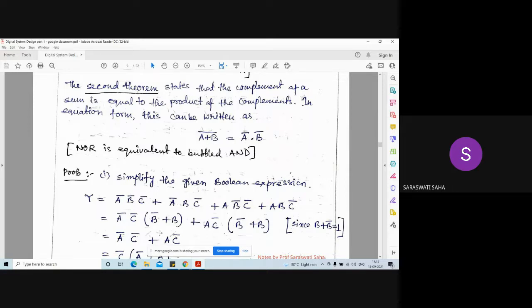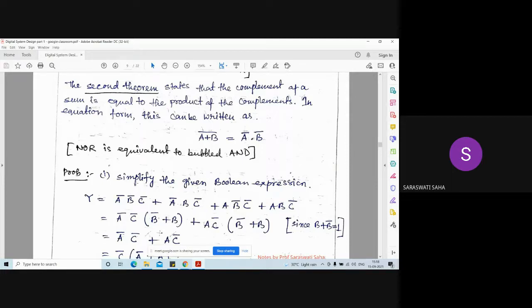If it is an OR, then we take the complement of this. That is, the second theorem states that the complement of a sum is equal to the product of the complements, the complements of the variables. In equation form, this can be written as (A plus B) complement. Complement means it is a NOR operation. Then it will be equal to A complement dot B complement.